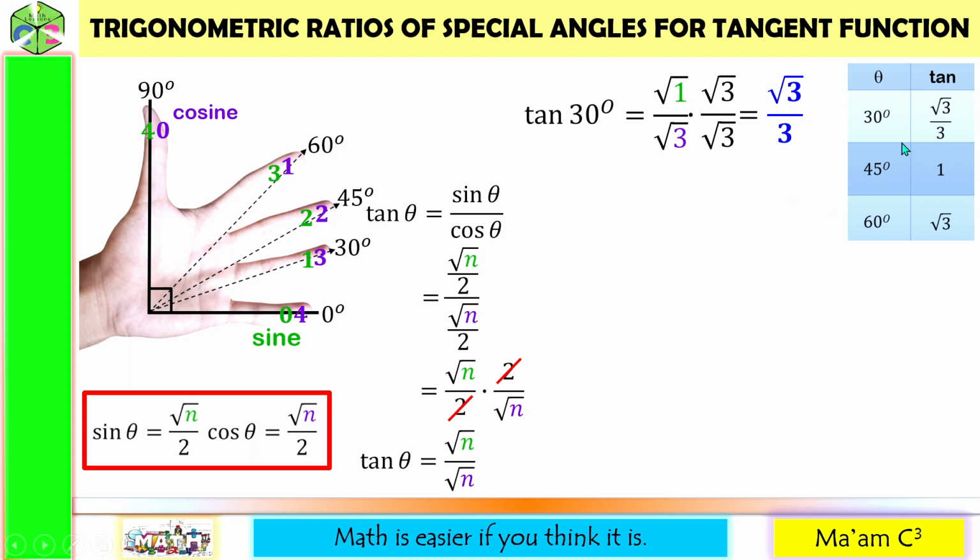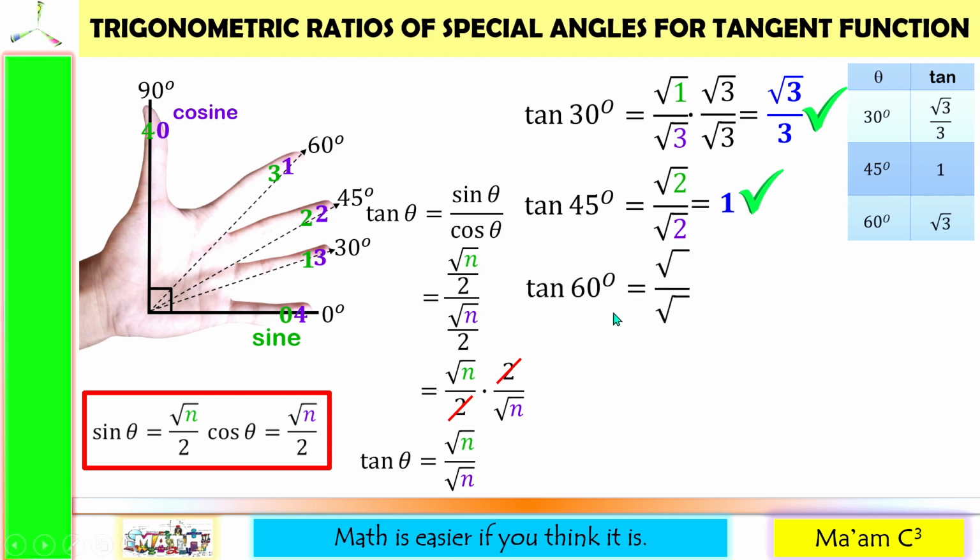Let us look at our table. Tangent 30 degrees is square root of 3 over 3. So our answer is correct. Next, let's have tangent 45 degrees. For 45 degrees, that would be the square root of green n, that is 2, over the square root of purple n, which is also 2. And square root of 2 over square root of 2 is simply 1. Tangent 45 degrees is equal to 1. This is correct. Next one, we have tangent 60 degrees.